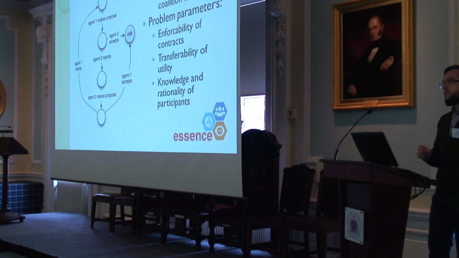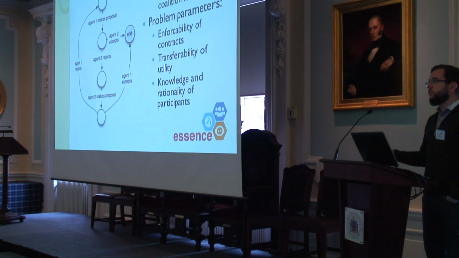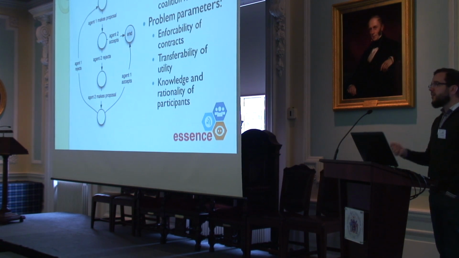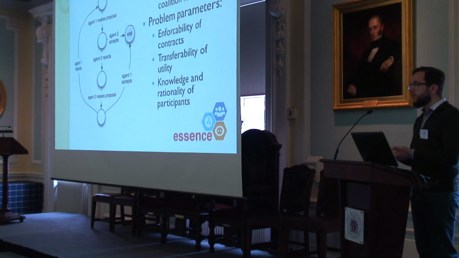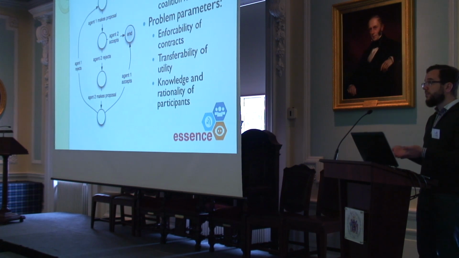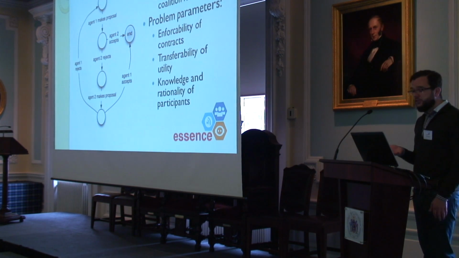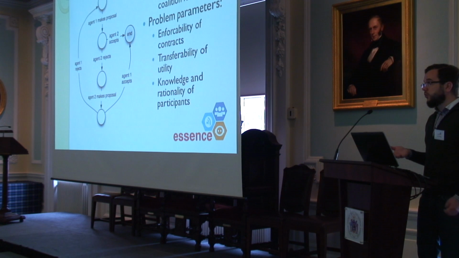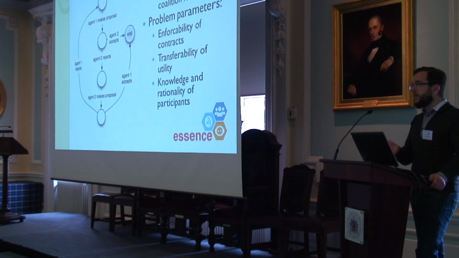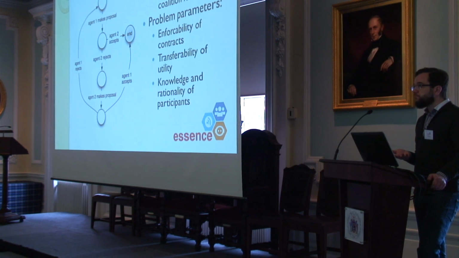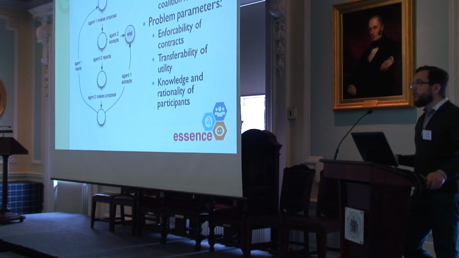For example, once a contract is made, can it be enforced? So if I accept your proposal, will I actually participate in it? Can I transfer utility? So are we talking about just, for example, trading goods or compromising on doing different things for each other? Or do we also have money with which we can make side payments so we can compensate each other for our efforts? And then, of course, knowledge and rationality of participants. A lot of these approaches focus on idealized conditions where every agent knows everything and is perfectly rational. Many experiments show that that's not the case when you're interacting with humans. But of course, it depends also on what you want to build, whether you want to build artificial systems or systems that work with humans.